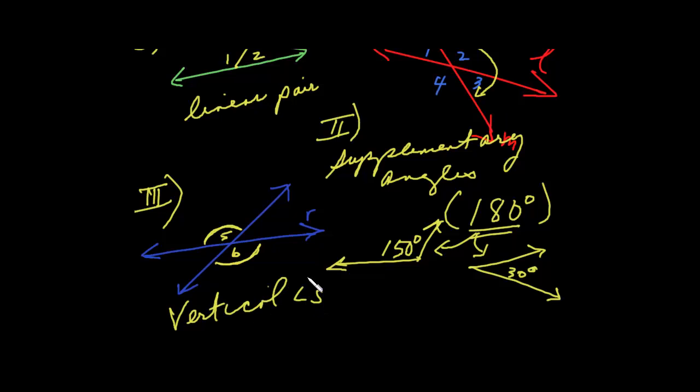Vertical angles are angles that are across the way from each other, formed by two intersecting lines. So 5 and 6 were vertical, and of course these angles across the way here are also vertical angles, and we make sure the tick marks are the same because those vertical angles are congruent. Congruent meaning they have the same equal measures. So vertical angles are congruent.